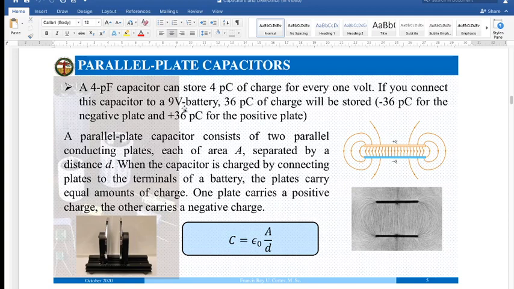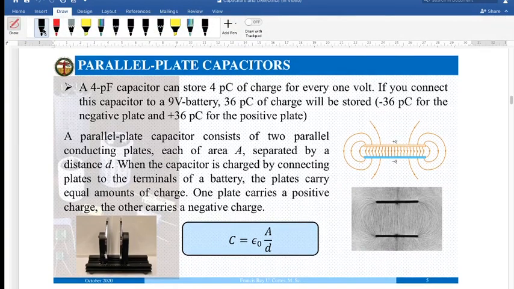So if you connect this capacitor to a 9 volt battery, since its capacitance is 4 picofarad, what will happen is it will store 36 picocoulomb throughout the process until such time that it maintains the constant potential difference. Okay? So this means negative 36 picocoulomb for the negative plate and positive 36 picocoulomb for the positive plate. So this is like a ratio, right? The 4 picofarad means it can store 4 picocoulomb per volt. So if you have a 9 volt battery, you just have to multiply this by 9 volts to get the number of charges the capacitor stores.